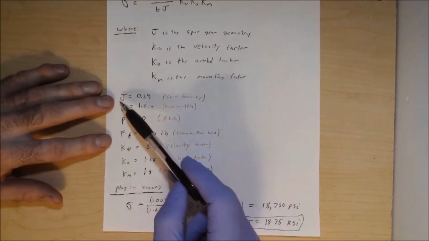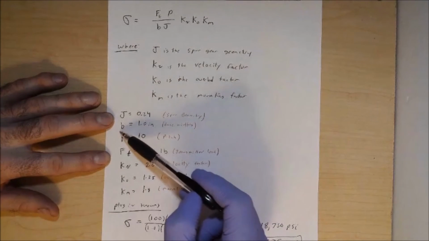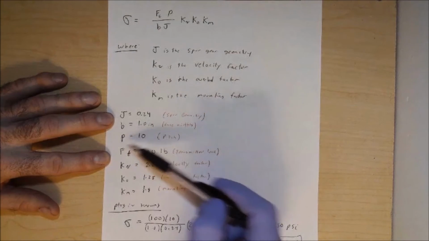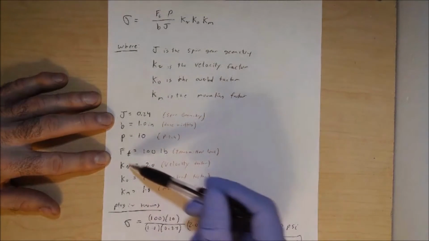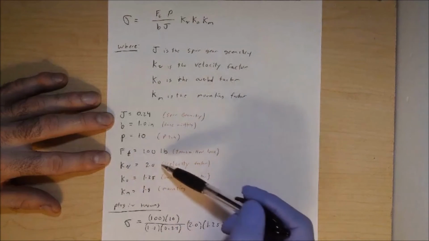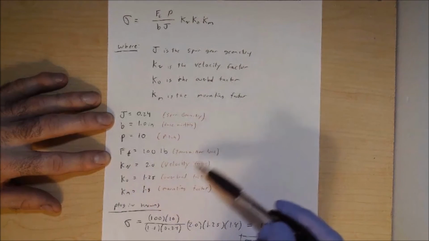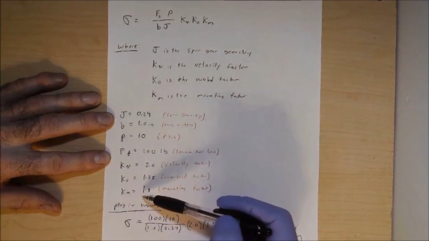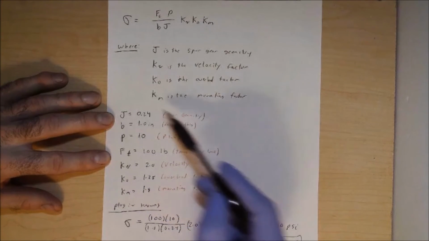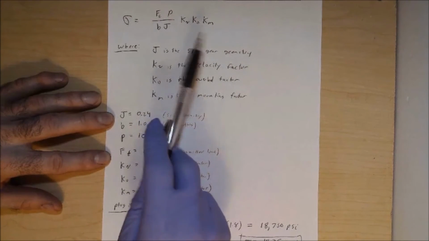So we have our J that we've already solved for, which is 0.24 for our spur geometry. We have our B, which is our face width, which is given to us as 1 inch. P is our pitch, which is given to us as 10. F sub T is 100 pounds, which is the transmitted load. Our K sub V is 2.0, which we found, which is our velocity factor. Our K sub O we found as well as our overload factor, and our K sub M is given to us now as our mounting factor. So we have a 1.8 for our K sub M. So all of this information here can go back up to equation 15.17 and plug in.